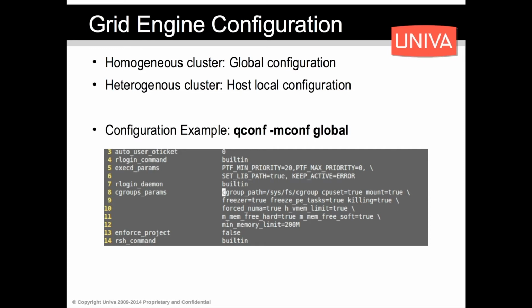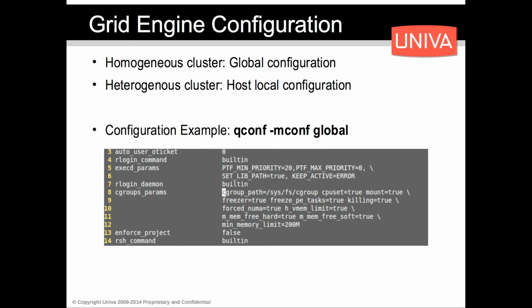The first parameter is the most important one, the cgroups_path. Here it points to the sysfs cgroup directory, which is in SUSE, openSUSE distributions, the default directory where the subsystems are mounted. If you type here none, then cgroup support in Grid Engine is completely disabled, regardless what you had configured for the remaining parameters.